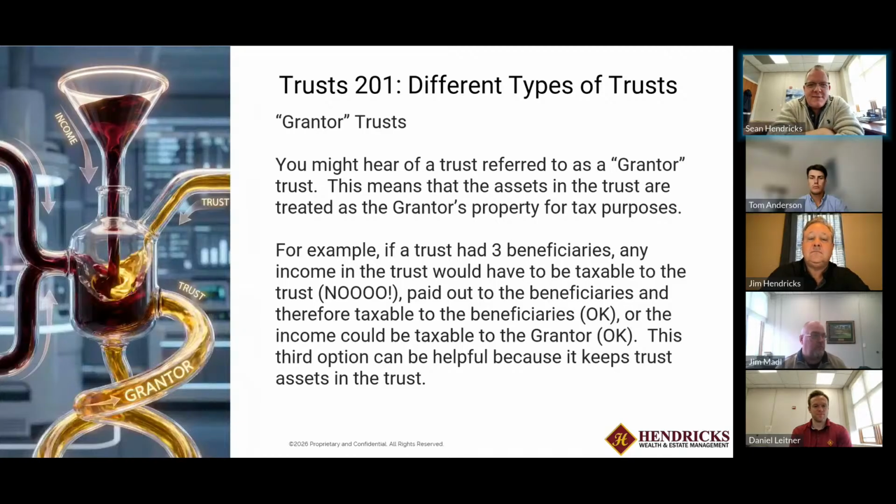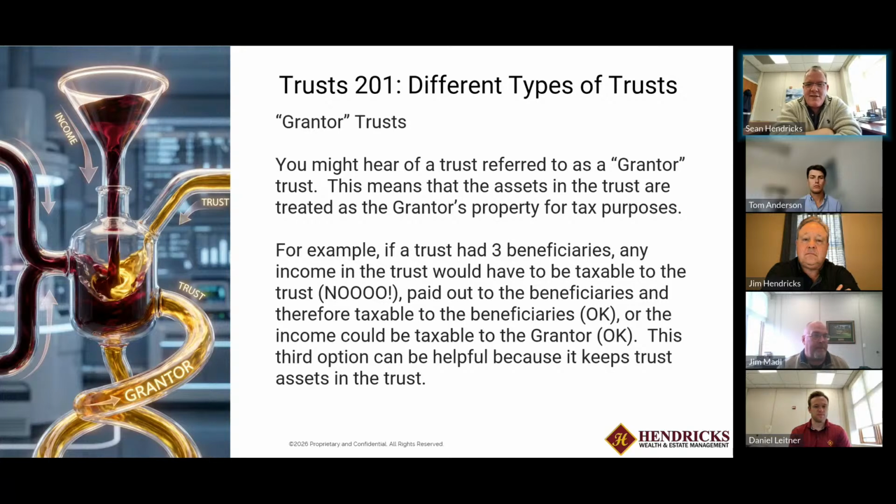Another thing that sometimes comes up, or another descriptive term, is you might hear of a trust referred to as a grantor trust. And when a trust is referred to as a grantor trust, it means that the assets in the trust are treated as the grantor's property for tax purposes. And this can get really important. And the best way I can illustrate this is with an example.